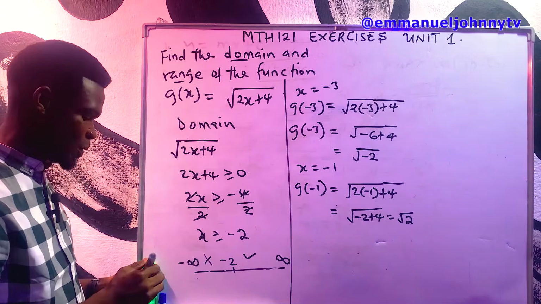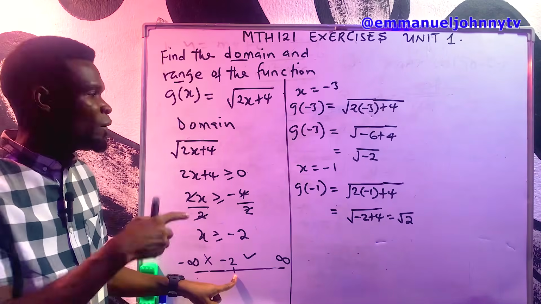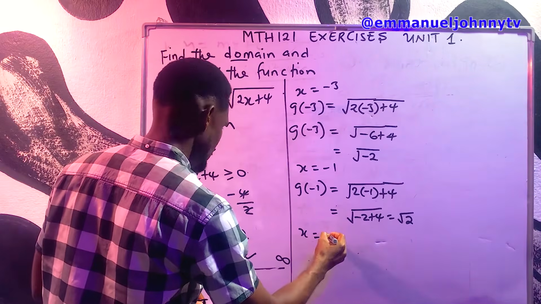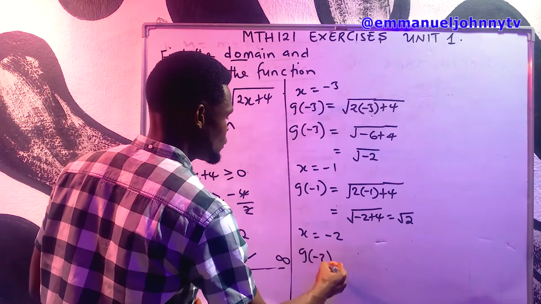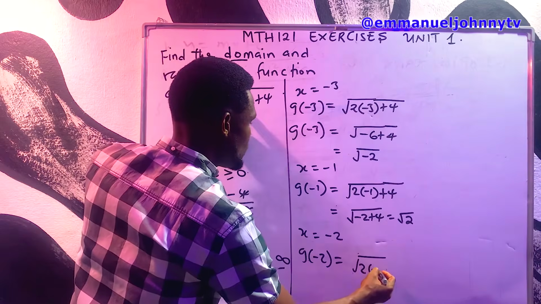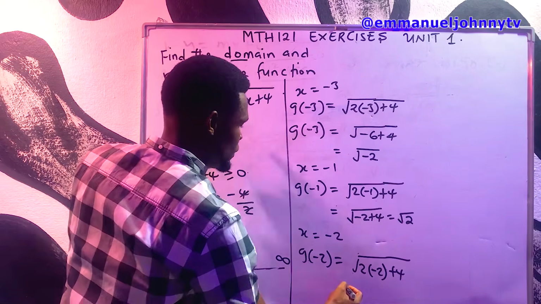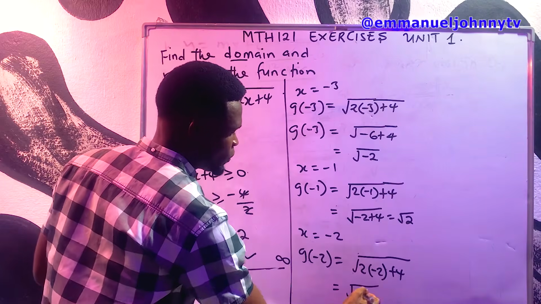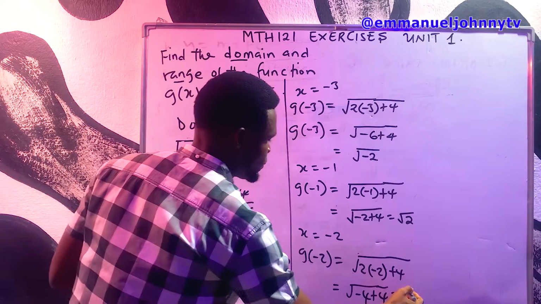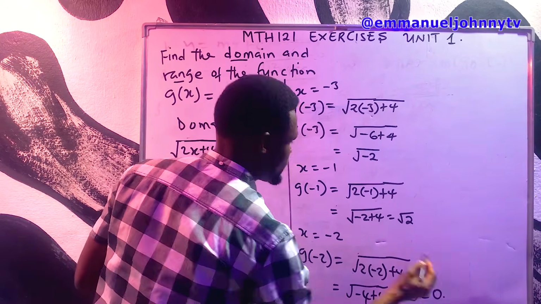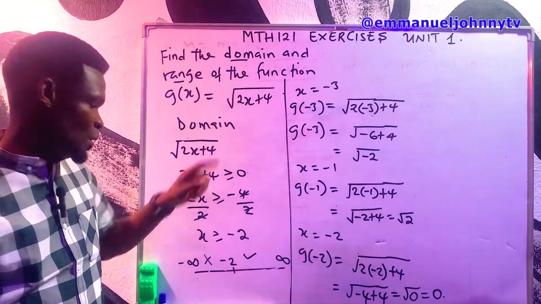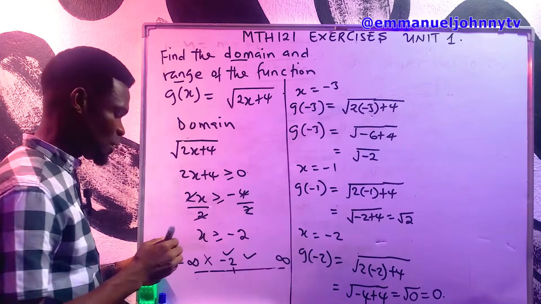Then the last thing you do is to check at that critical point if it satisfies the function. So at x equals minus 2, g of minus 2 will be equal to, putting it in the function, the square root of 2 into minus 2 plus 4. So this is equal to the square root of 2 times minus 2, which is minus 4, plus 4. And minus 4 plus 4 is definitely 0. So this means the square root of 0, which is equal to 0. It means that at this critical point, the function is defined. So we need this point as well.